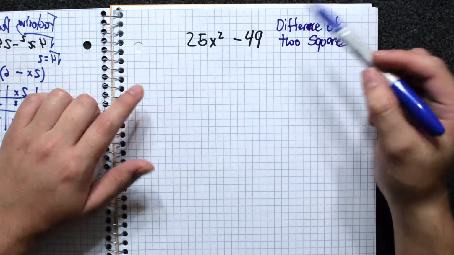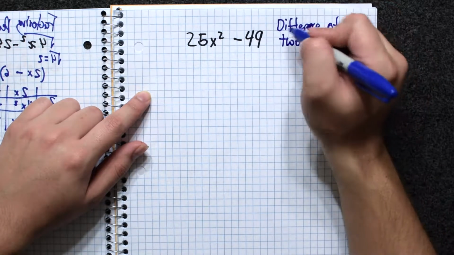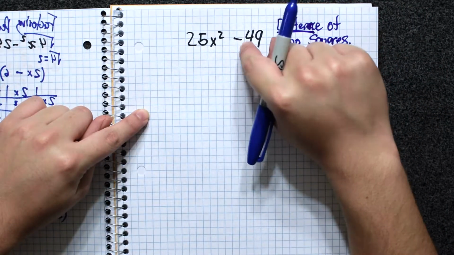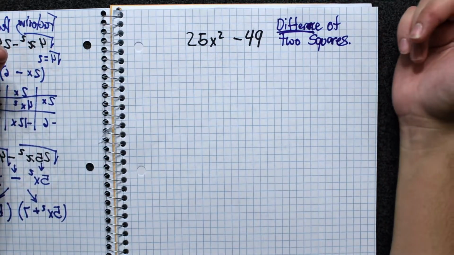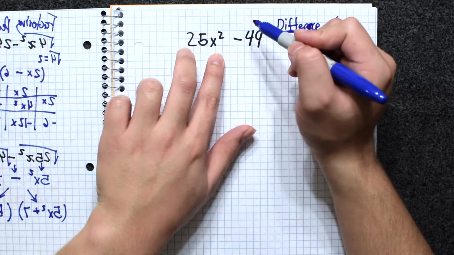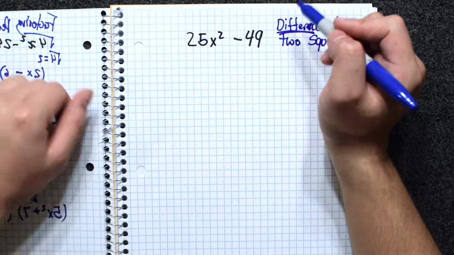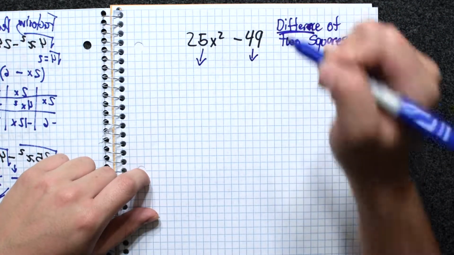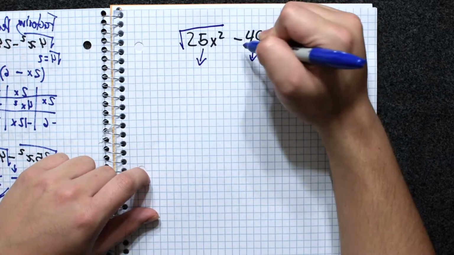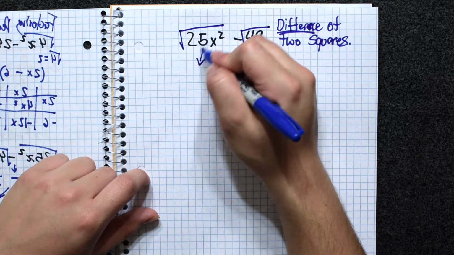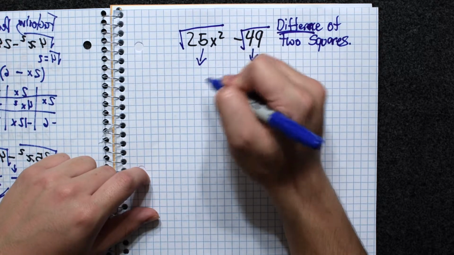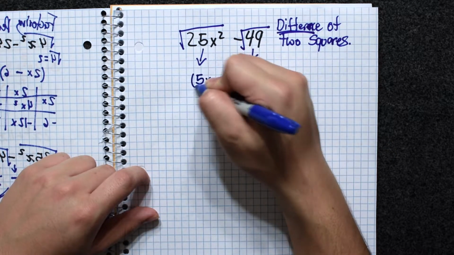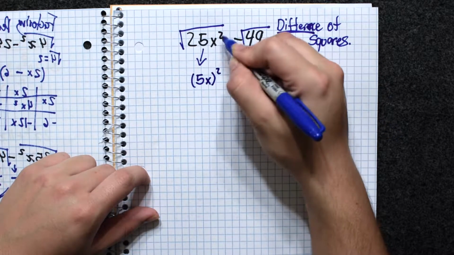Okay, a difference of two squares. Now, remember, difference means subtraction, so this is only going to work when you're subtracting two different squares. What do I mean by squares? I mean that this first term is a perfect square, and this last term is a perfect square. We're going to simplify it by taking the square root of this and the square root of that. The square root of 25x squared is just 5x, right? We're going to put this in parentheses and square it.